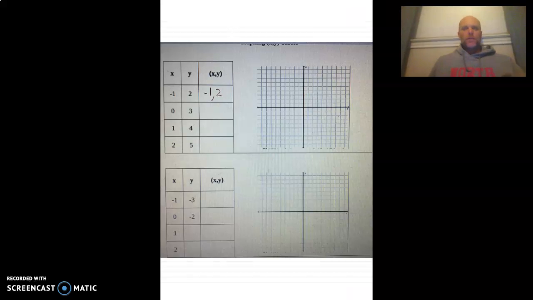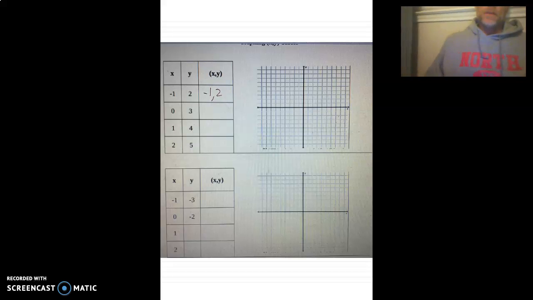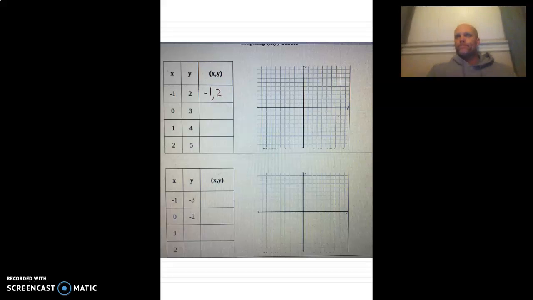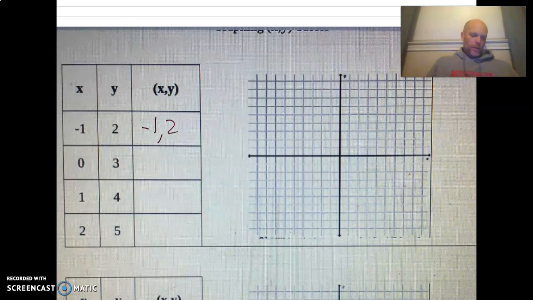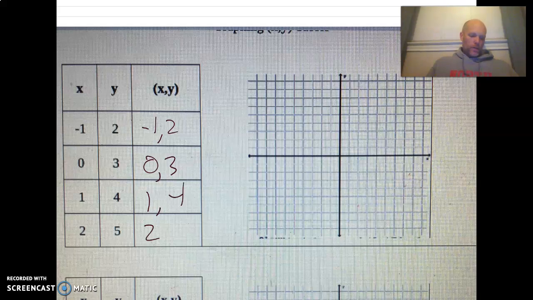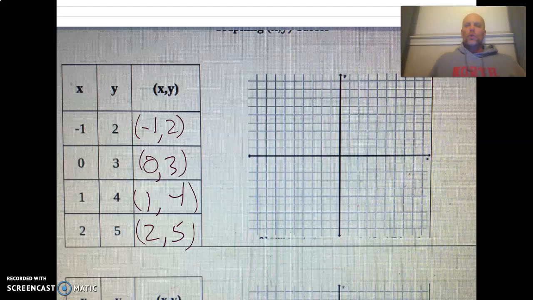Okay, I actually already started this a little bit on the last video, I guess. So I'm going to finish filling out this table here. So X and Y: X of 0, Y of 3; X of 1, Y of 4; and X of 2, Y of 5. Okay, you're going to see them with parentheses around them all the time like that. That is called an ordered pair, okay, or coordinates.